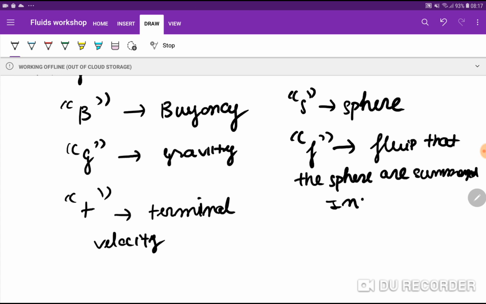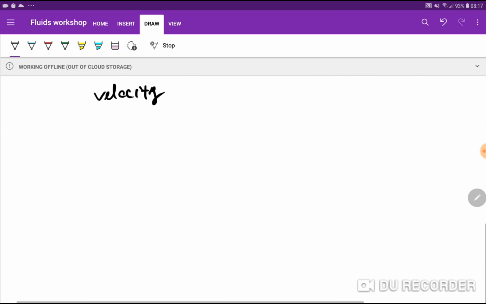And usually the problems will give you some numerical values, and they will ask you to find any of these terms, whether it be the terminal velocity, the density of the fluid, or the viscosity. Okay, so what is given to us? So what's given?